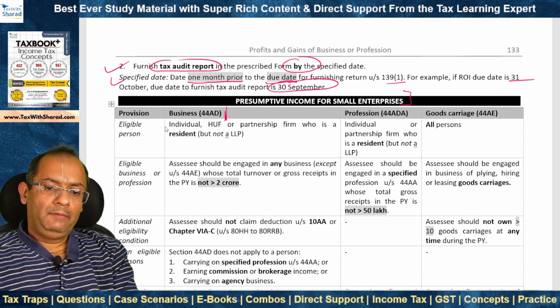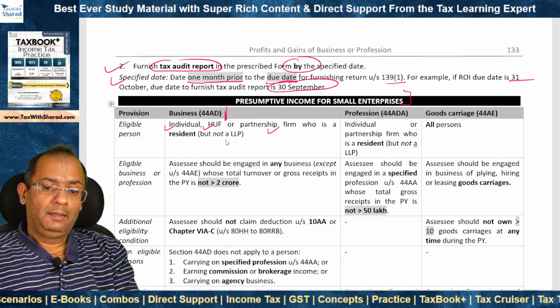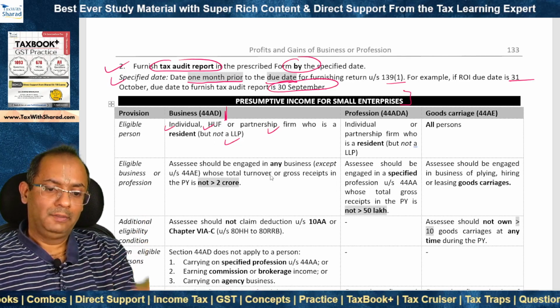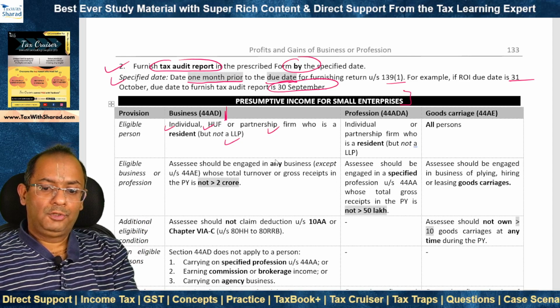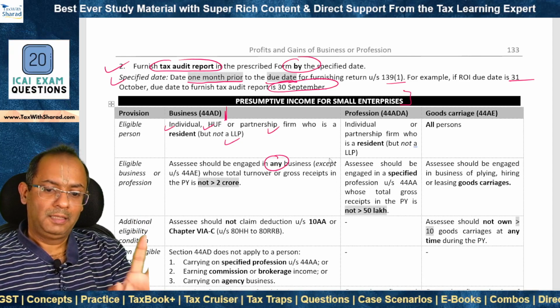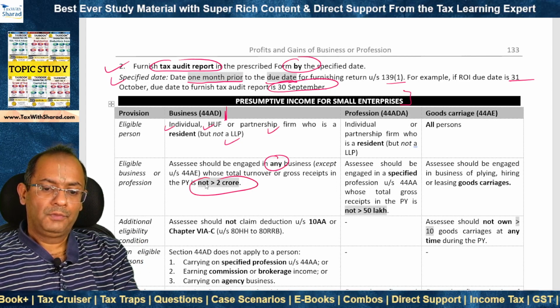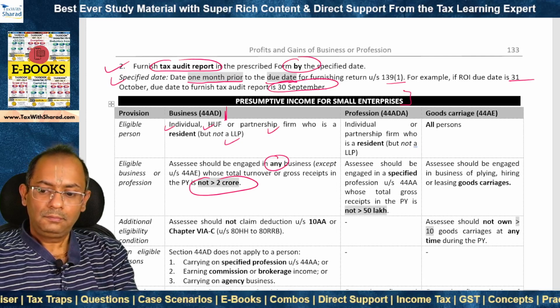And this applies to an individual, HUF or a partnership firm who is a resident, but LLP or any other person is not covered. The SSE should be engaged in any business, but not under section 44AE because it's a separate scheme. And the total turnover or gross receipts in the previous year should not be more than 2 crore.